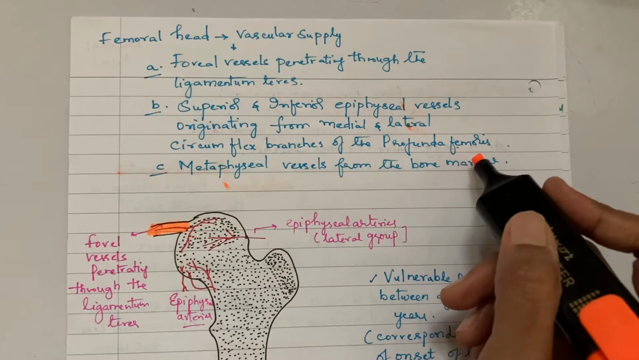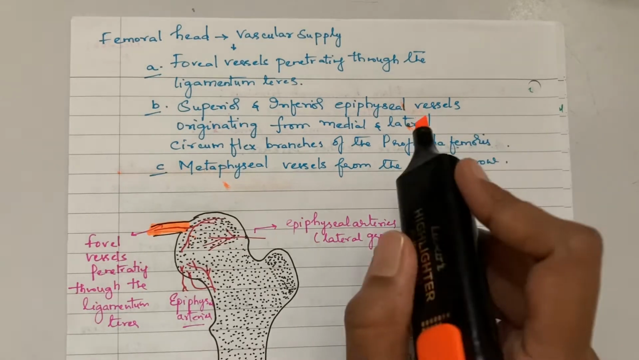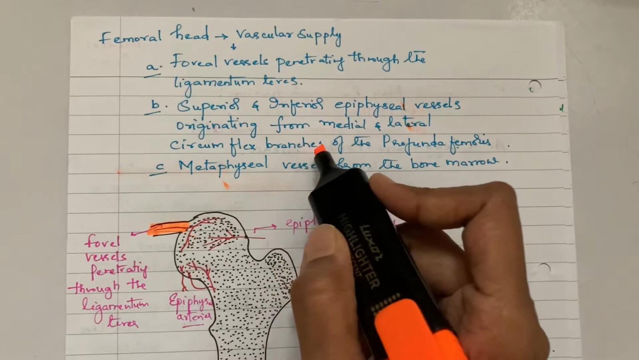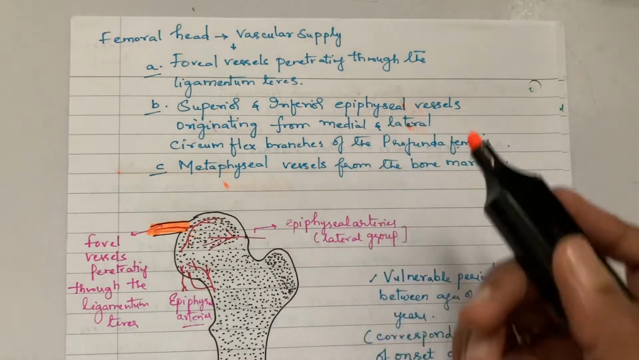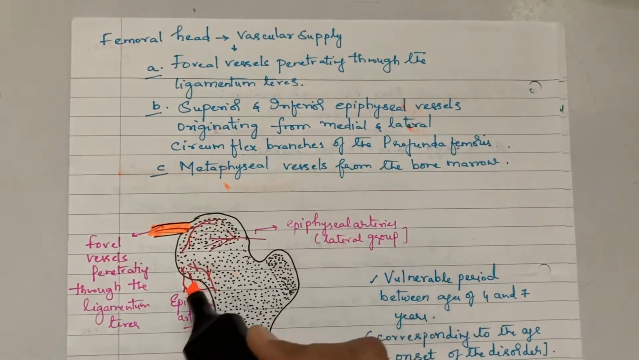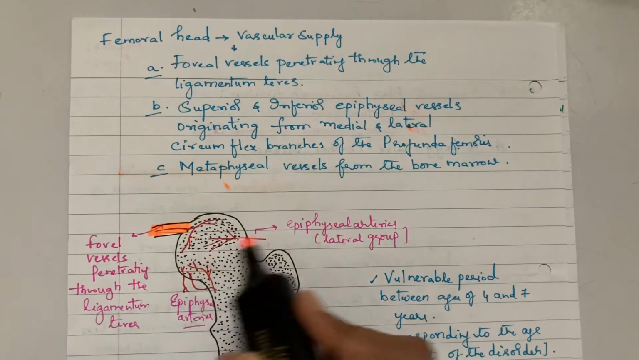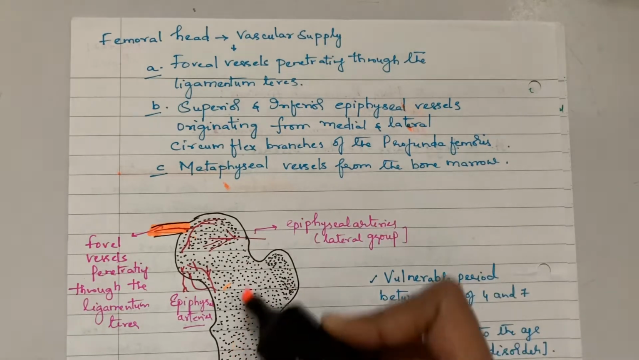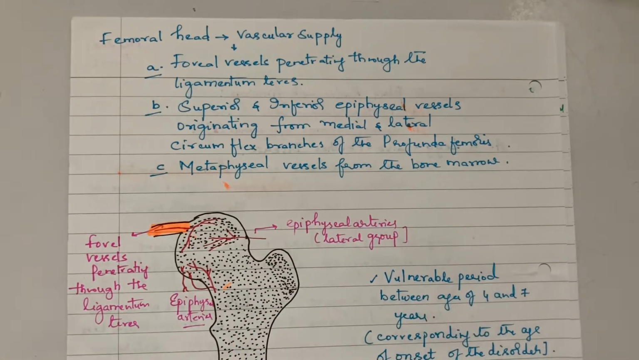There is the profunda femoris artery. It has medial and lateral circumflex branches. From there we get the epiphyseal vessels. They are the medial and lateral epiphyseal groups. Then we have metaphyseal vessels from the bone marrow. So there are 3 vessels, remember.